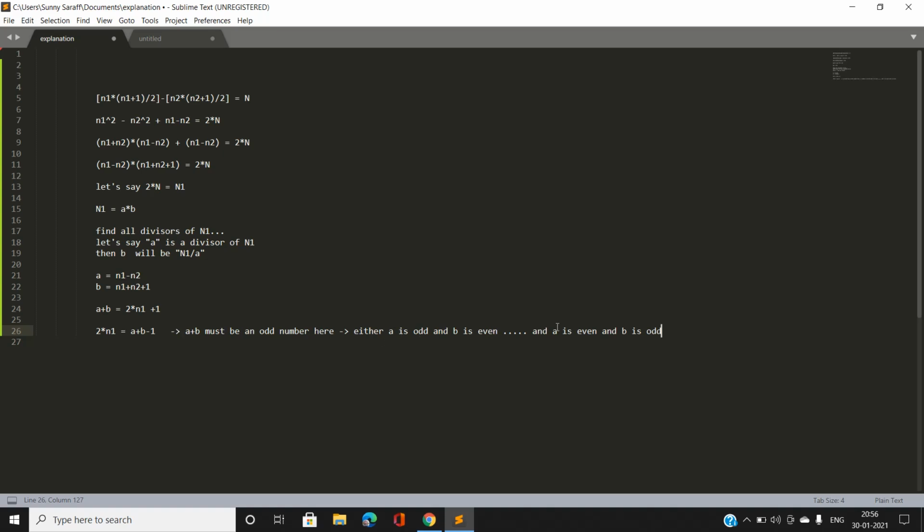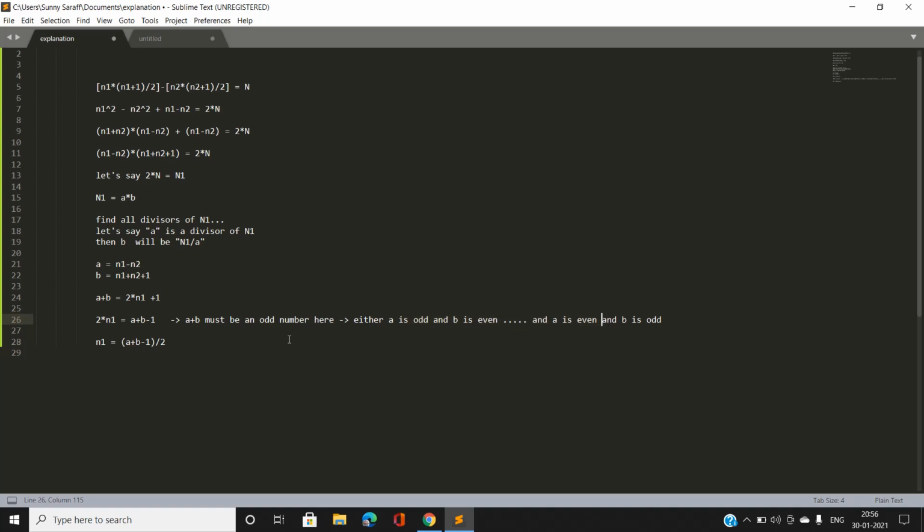So one thing we can notice is that N1 can be easily calculated as A plus B minus 1 divided by 2. So A plus B must be odd, so that A plus B minus 1 becomes even and gets easily divided by 2. So there are two possible cases: A is odd and B is even, or A is even and B is odd. So when we are going to find the divisors of capital N1, you are going to notice two conditions. These two conditions must be fulfilled, then we can find this. So our answer will be all the possible pairs N1 and N2.